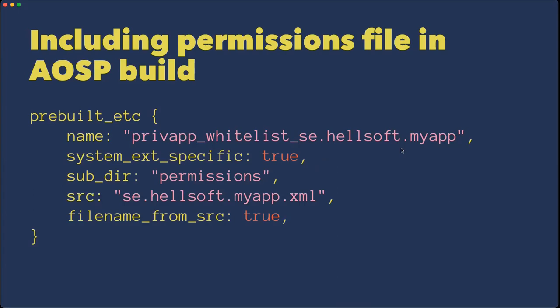So basically, you need two files: one blueprint with these build statements, and one XML file for enabling all the permissions. And then you need the APK, of course, and then you put this into your AOSP source tree.